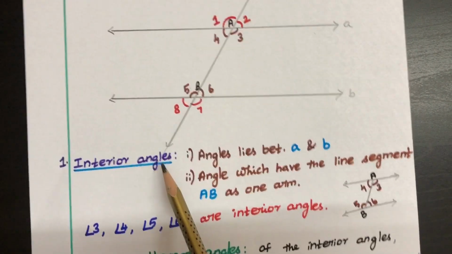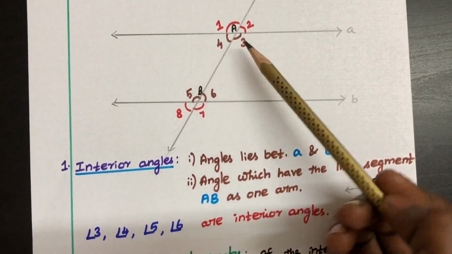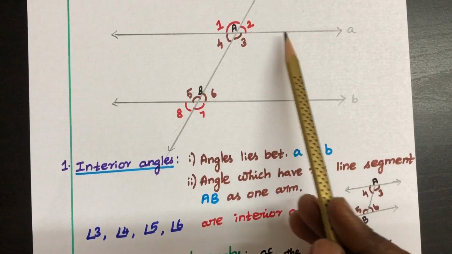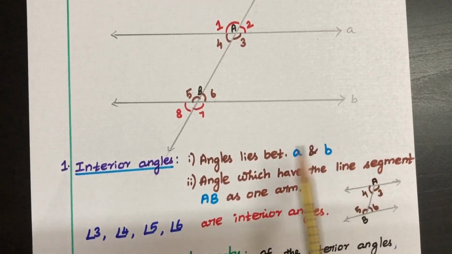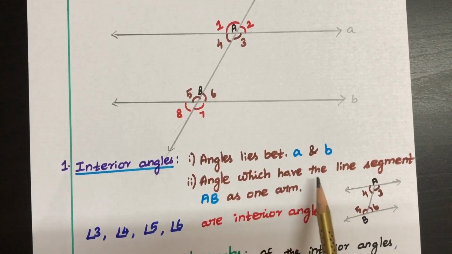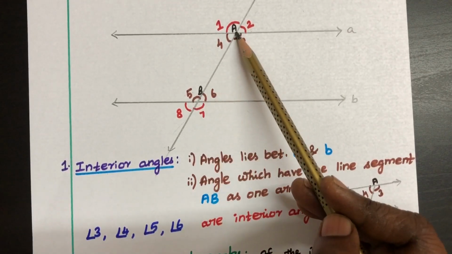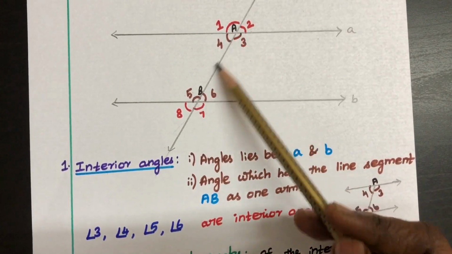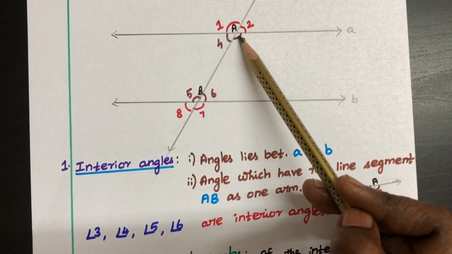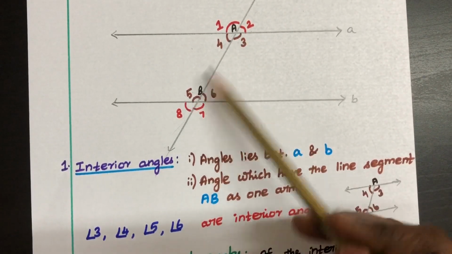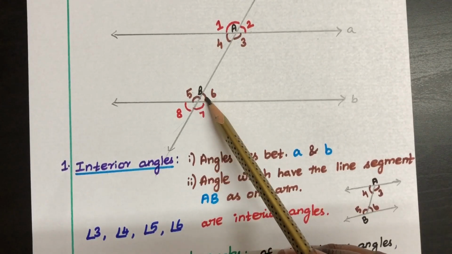Interior angles. What is an interior angle? An angle that lies between A and B. See, inside A and B. These are all called interior angles. That means 3, 4, 5, 6. Angles which have the line segment AB as one arm. This AB as one arm. Using this arm, this 3 is formed. Using this AB arm, 4 is formed. Similarly, using this AB arm, 5 and 6 are formed.